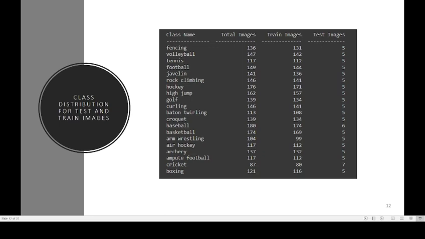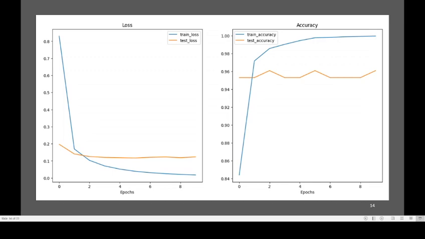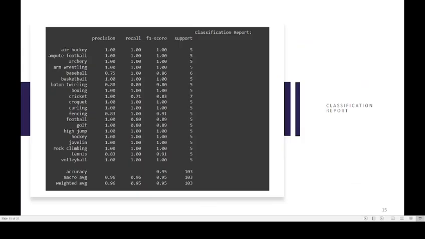Our training of the ViT model involved 2,748 sports-related images. The slide details the quantity of images allocated to training, testing, and the total count within each sport class. We trained our model for 10 epochs with a training accuracy of 99.96% and a testing accuracy of 95.15%. This graph shows train and test loss and train and test accuracy over 10 epochs.